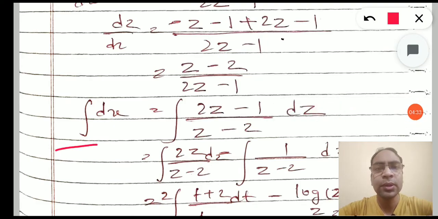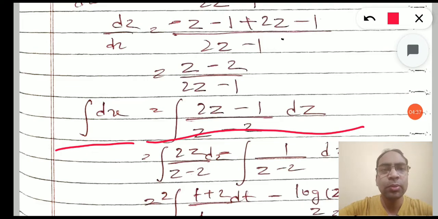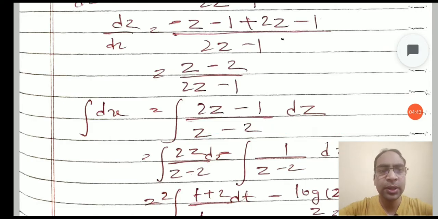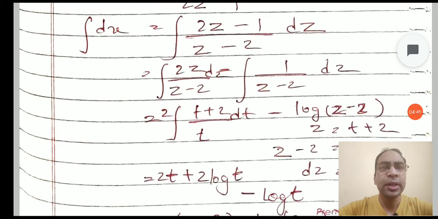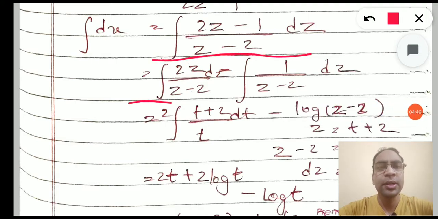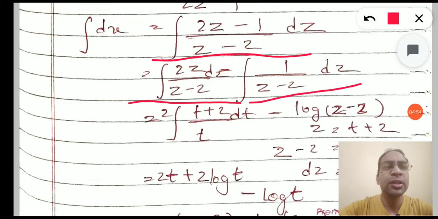So this is the integral of dx and the integral of (2z - 1)/(z - 2) dz. Now we'll simply solve it using the concept of variable separable. You can see that this integral can be divided into two separate integrals: 2z/(z - 2) dz and 1/(z - 2) dz.